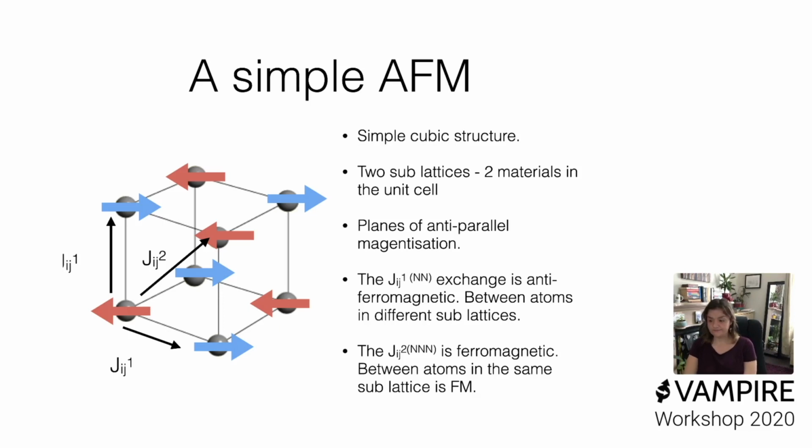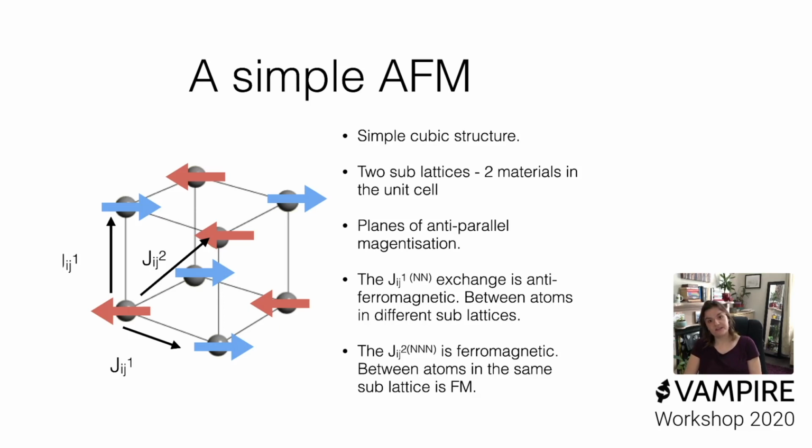As we know, Vampire can already model simple cubic structures. However, because we have 2 sublattices, this means that we need to define each sublattice as a different material, so that we can have different exchange constants between red to red and red to blue. This means that we can't just use the simple cubic structure already in Vampire. What we have to do is create our own UCF file.